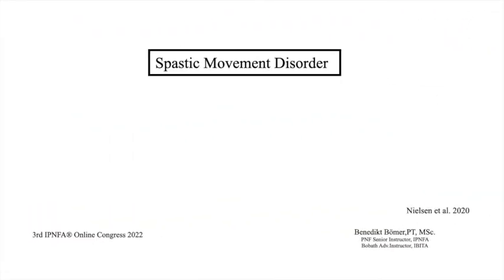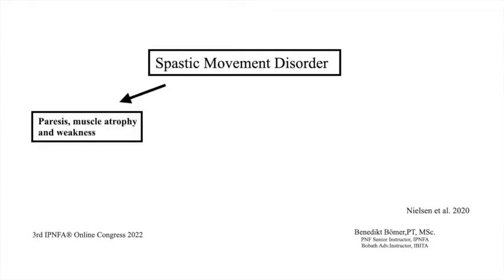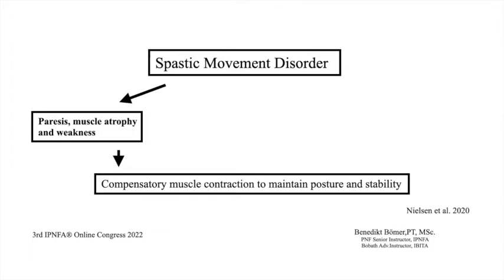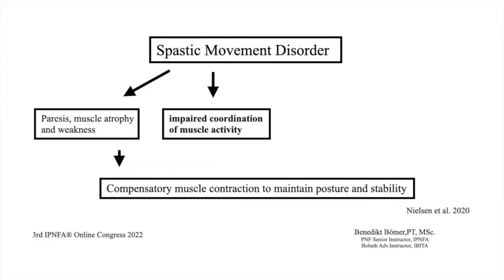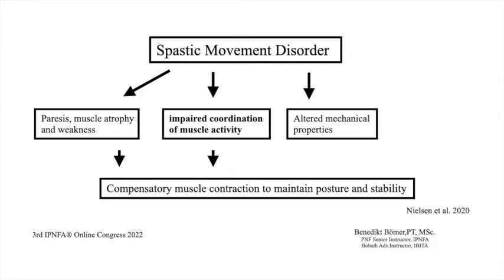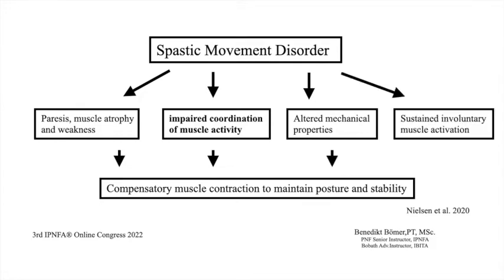Now to the new term, spastic movement disorder. There are the same features as the upper motor neuron syndrome: paresis, muscle atrophy, and weakness as a reason for this compensatory muscle contraction to maintain posture and stability. They also have the features impaired coordination of muscle activity, altered mechanical properties, and sustained involuntary muscle activation, and all of them are the reason for this compensatory muscle contraction to maintain posture and stability. What I like with this new term is that they highlight this impaired coordination of muscle activity.